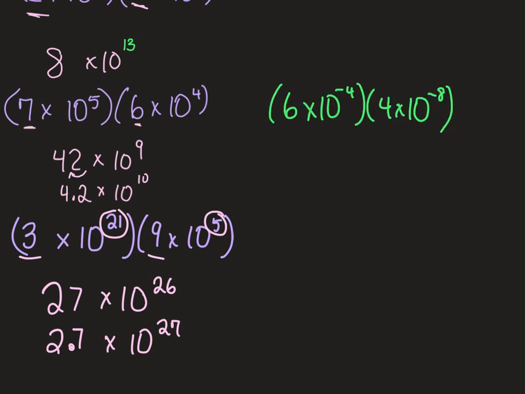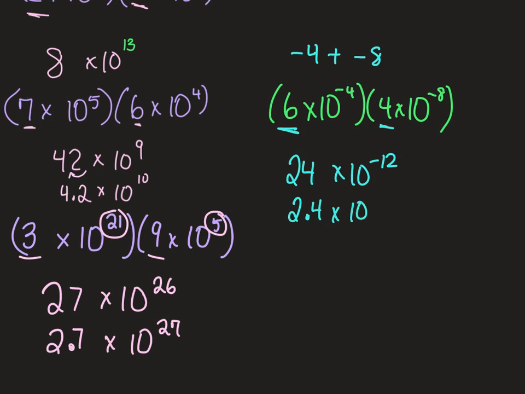What about when we have negative exponents? 6 times 4 is 24. I still add the exponents. Negative 4 plus negative 8 makes a negative 12. Oh no, I've got to adjust because it's 2 digits. So I go 1 number smaller, 1 place value smaller. I have to go 1 place value larger. However, if you think about this on a number line, is negative 11 or negative 13 going to be larger than negative 12? Negative 11 is 1 larger.